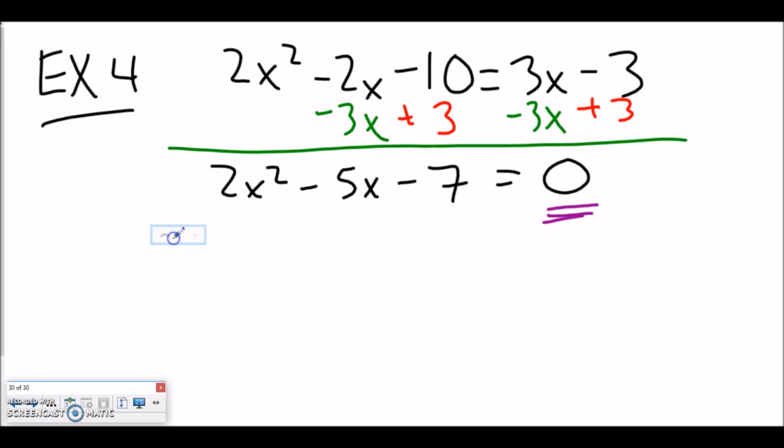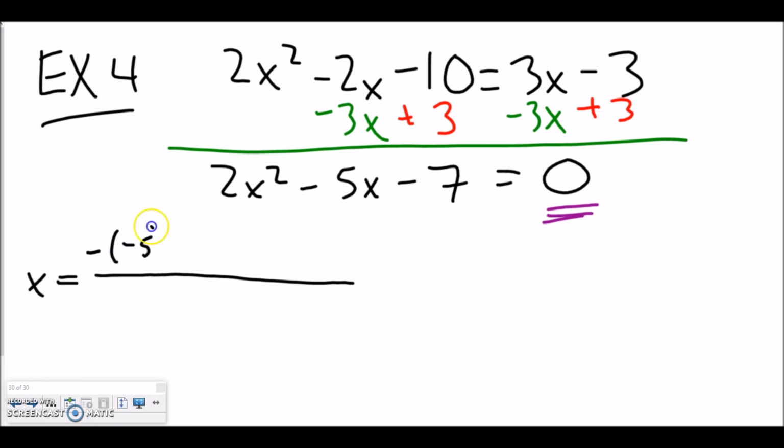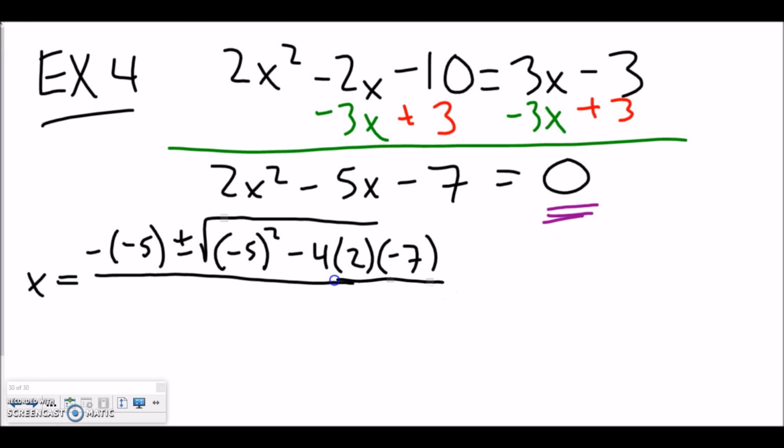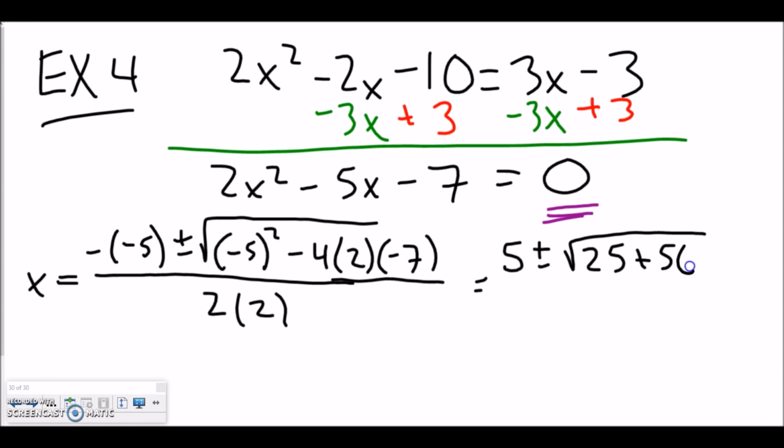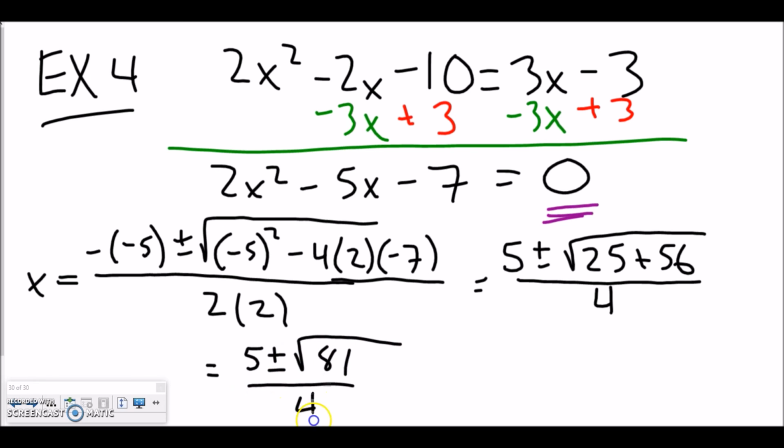So now we are ready to plug in our numbers. Minus, and I'm going to write it out, minus a negative 5, because it's minus whatever the b term is, plus or minus b squared, so negative 5 squared, minus 4, a which is 2, c which is negative 7, all over 2 times a, which is 2. Minus a negative 5 is 5. Negative 5 squared is 25, and negative 4 times 2 times negative 7 is positive 56. That is 5 plus or minus the square root of 81 over 4.